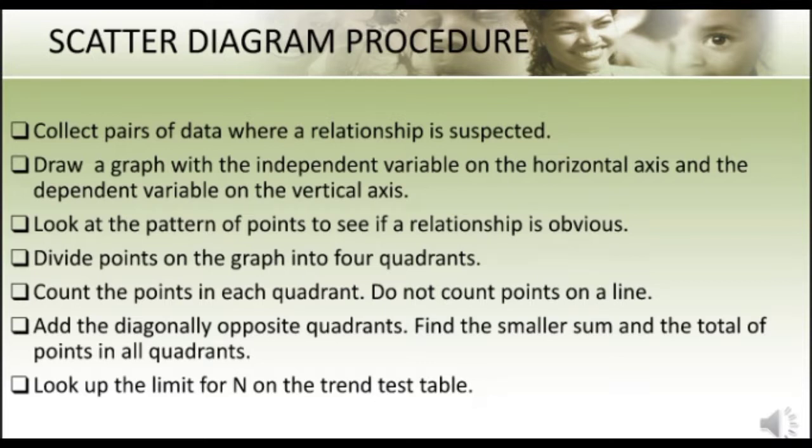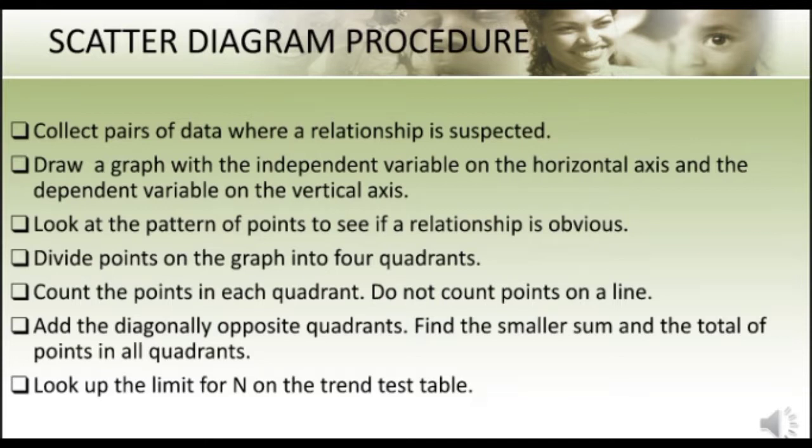Third, look at the pattern of points to see if a relationship is obvious. If the data clearly form a line or a curve, you may stop because the variables are correlated. You may wish to use regression or correlation analysis now. Otherwise, complete steps 4 through 7.